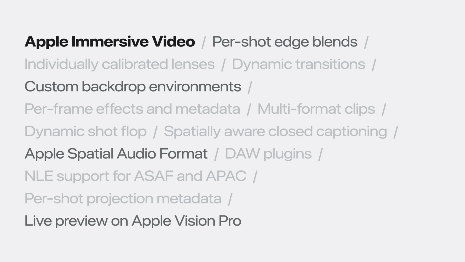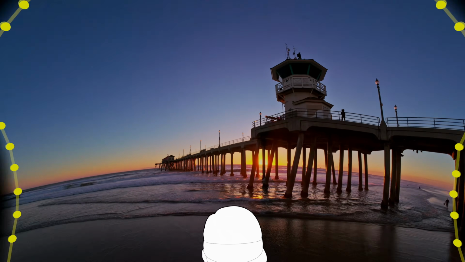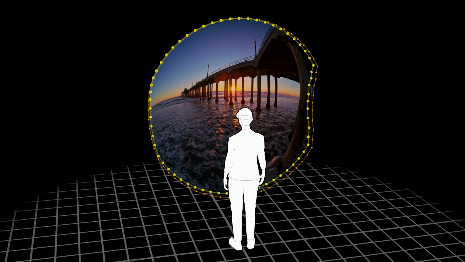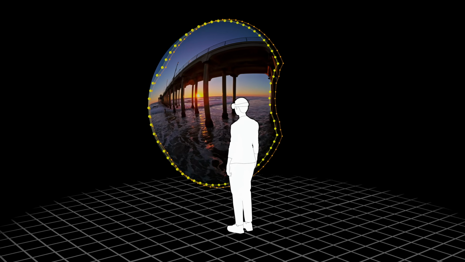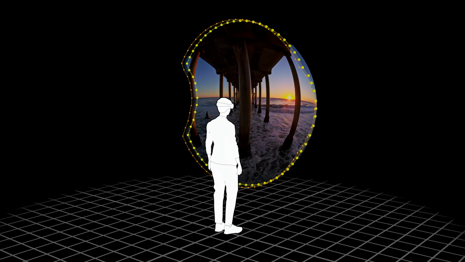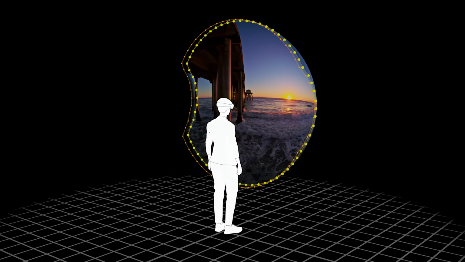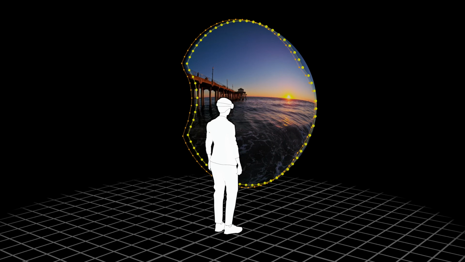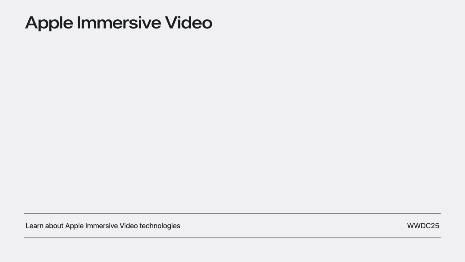Let's dig a little deeper into just one of these, per-shot edge blends. Every shot in an Apple Immersive video can define a custom edge blend curve that best suits its content and framing. This isn't a baked-in mask. It's a dynamic alpha blend curve that feathers the edges of the shot to transition it into a custom backdrop environment. And that's just a flavor of what's possible with Apple Immersive Video. Check out Learn about Apple Immersive Video Technologies for more information.